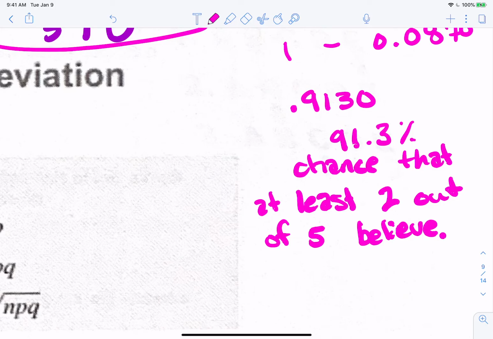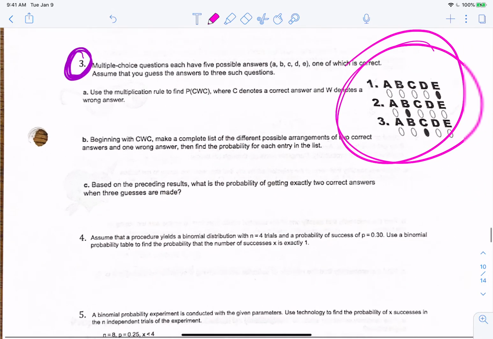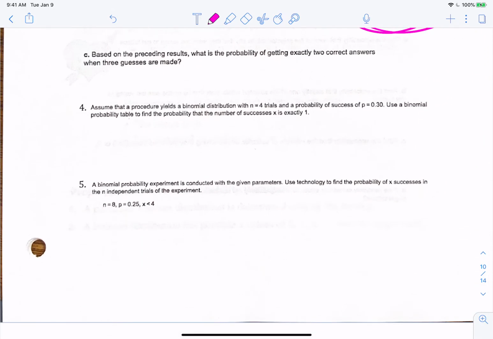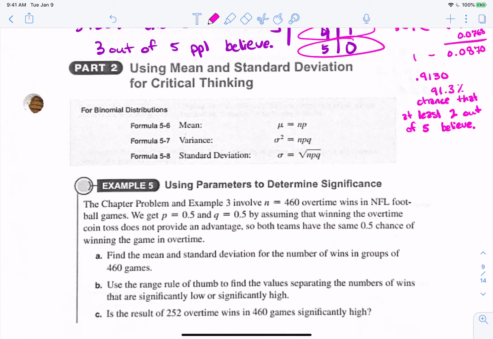If they tell us to use a probability table on the homework, you just punch it into your calculator instead. They say use a binomial probability table, like number 4. Okay, just wait a second. I'm going to get to that. I'll go to 5 then. I'm going to give you a table with a cheat sheet.